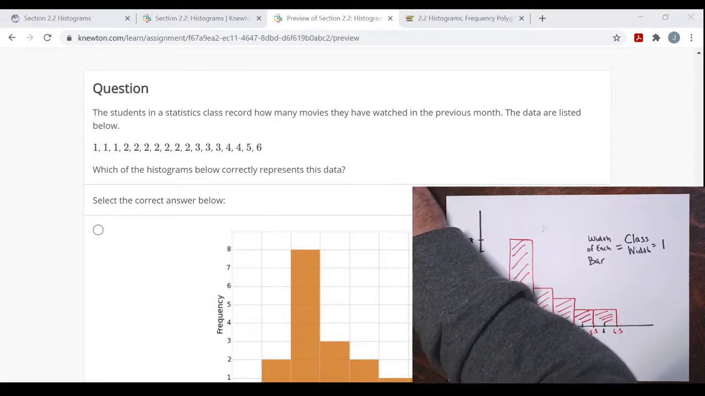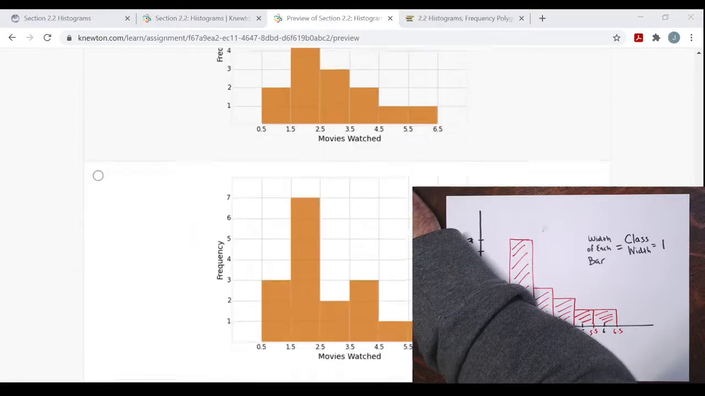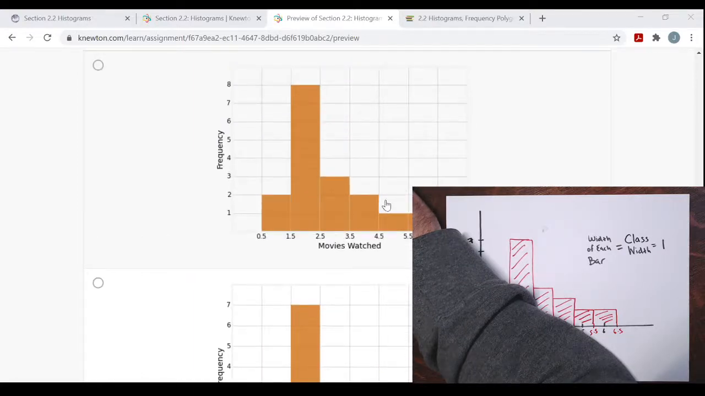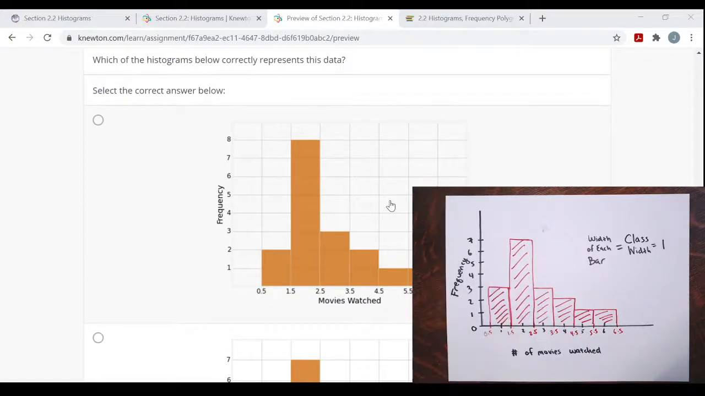All right, so getting rid of that. Well, let's scroll down and see which one looks like that. So not that one. Well, actually that one. That first one looks exactly like the one I just made, if I compare them.